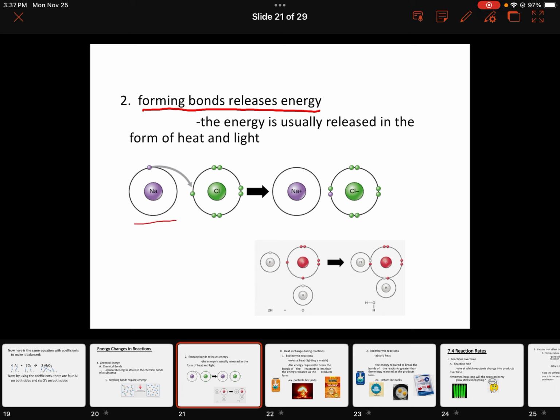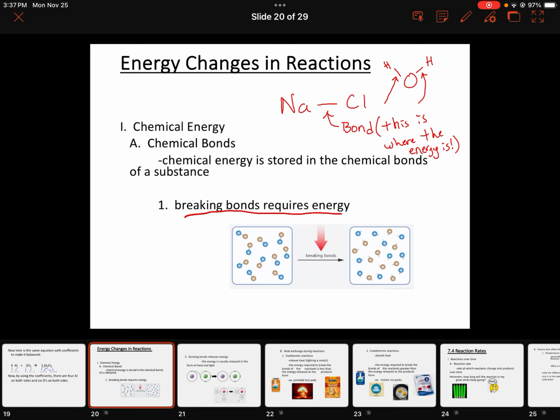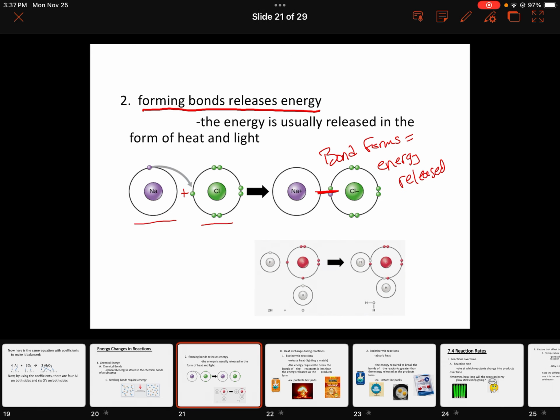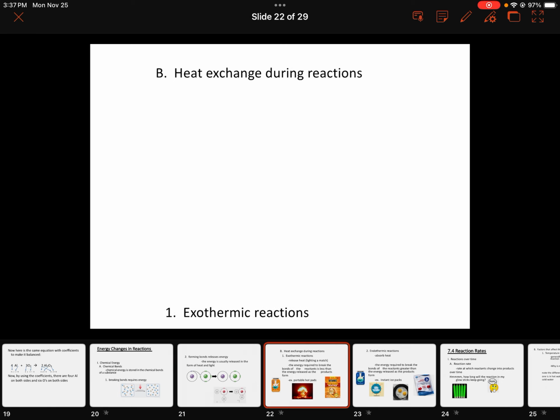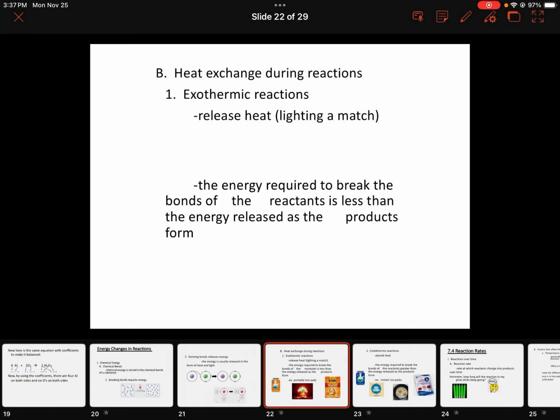So here, these two are separate, sodium plus chlorine. Now there's a bond formed. When that bond forms, energy is released. So breaking bonds requires the use of energy, and forming bonds releases energy. And we can do two things with this, you guys. We have exothermic reactions and endothermic reactions.